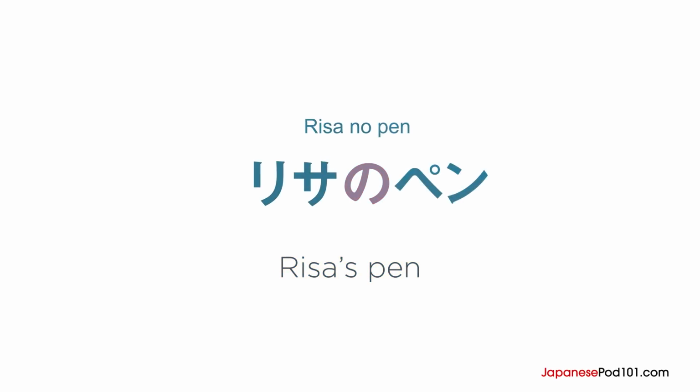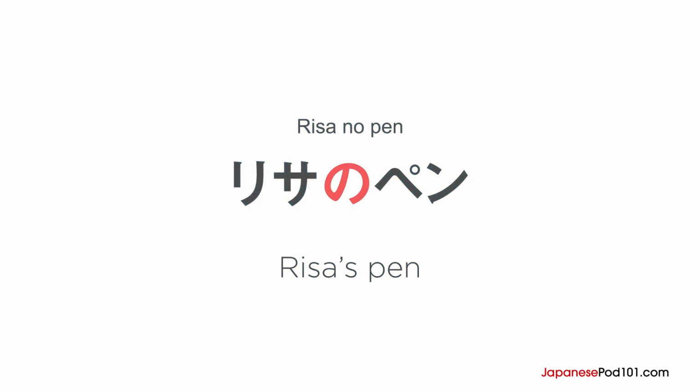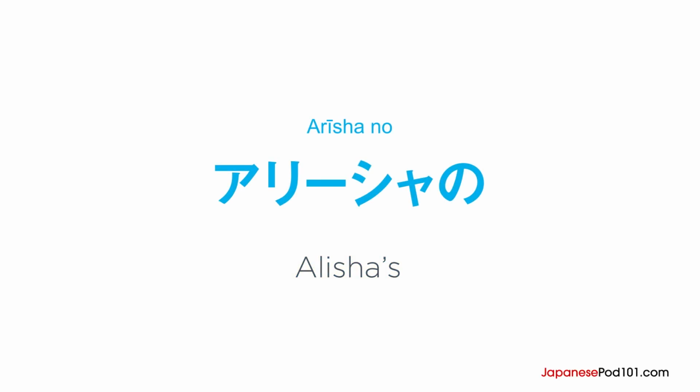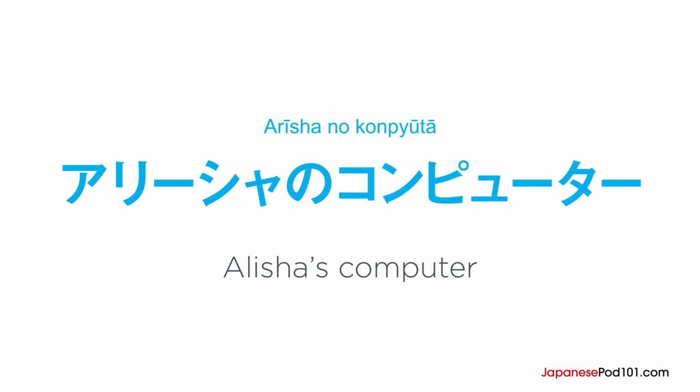How do you say Risa's, as in belongs to Risa? Risa no. So then how would you say, for example, Risa's pen? Risa no pen. Great. So then how would you say Alicia's? Alicia no. And Alicia's computer is Alicia no computer.